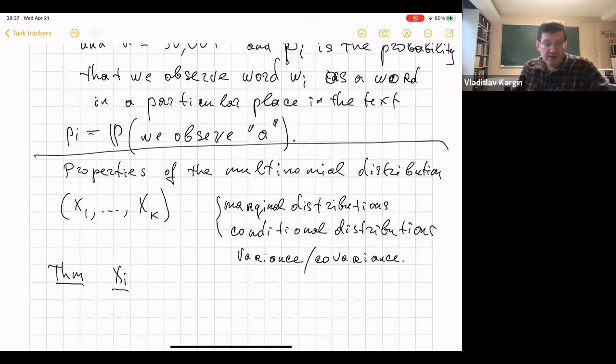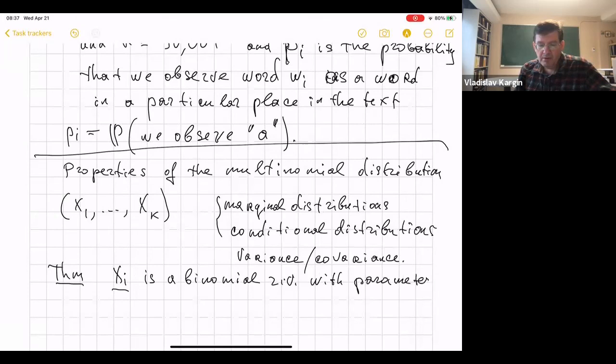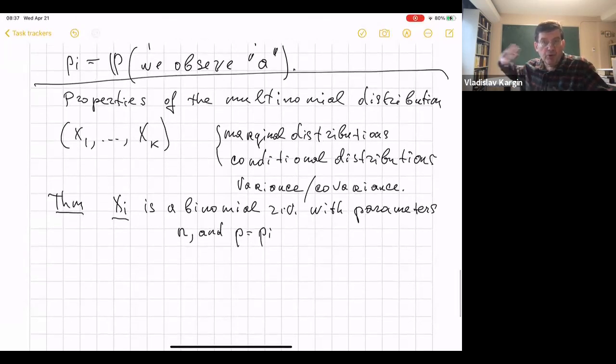So Xi follows, from this argument, a binomial random variable with parameters n, the number of trials, and p equal to pi. And so you just ignore all other possible categories of outcomes.